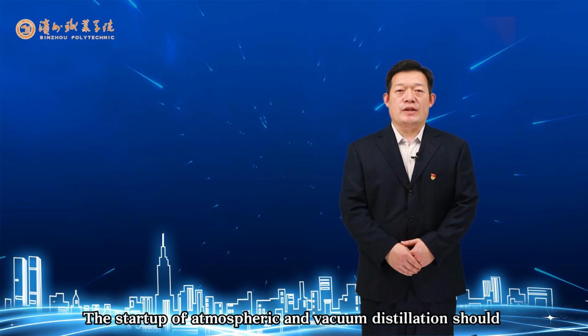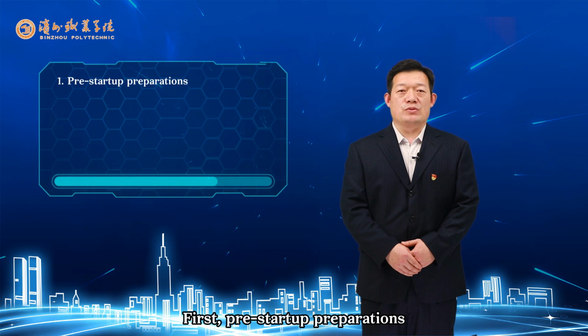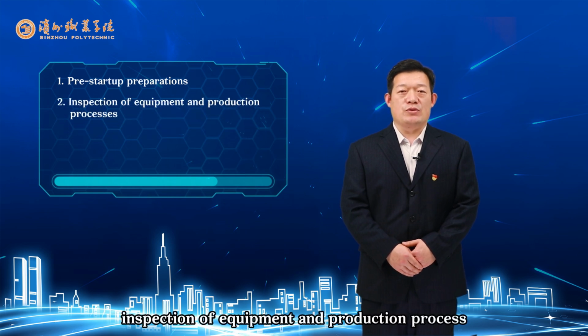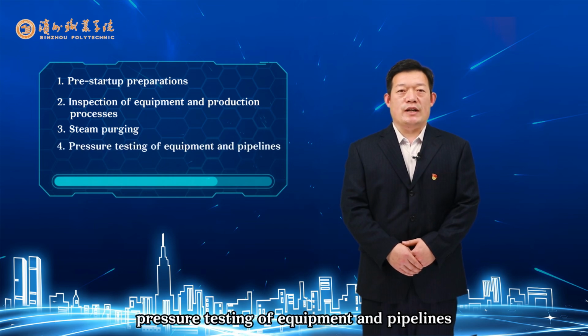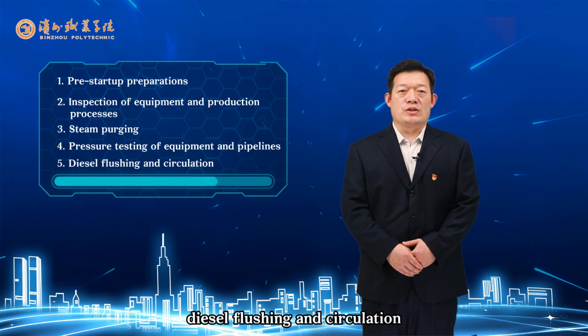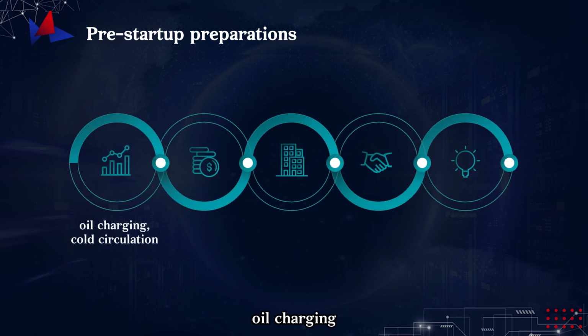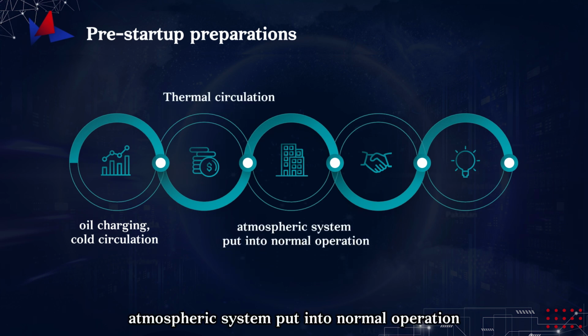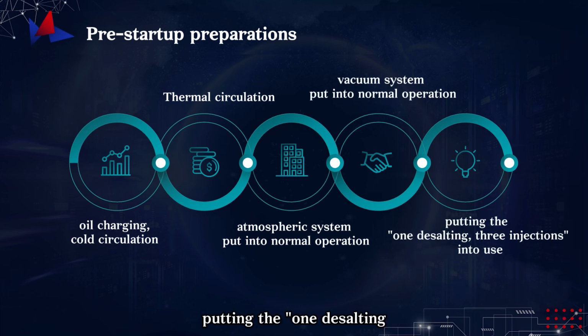The startup of atmospheric and vacuum distillation should meet the following conditions. First, pre-startup preparations. Second, inspection of equipment and production process. Third, steam purging. Fourth, pressure testing of equipment and pipelines. Fifth, diesel flushing and circulation. After the preparations are completed, the startup procedure is as follows: oil charging, cold circulation, thermal circulation, atmospheric system put into normal operation, vacuum system put into normal operation, and finally, putting the 1 desalting, 3 injections into use.